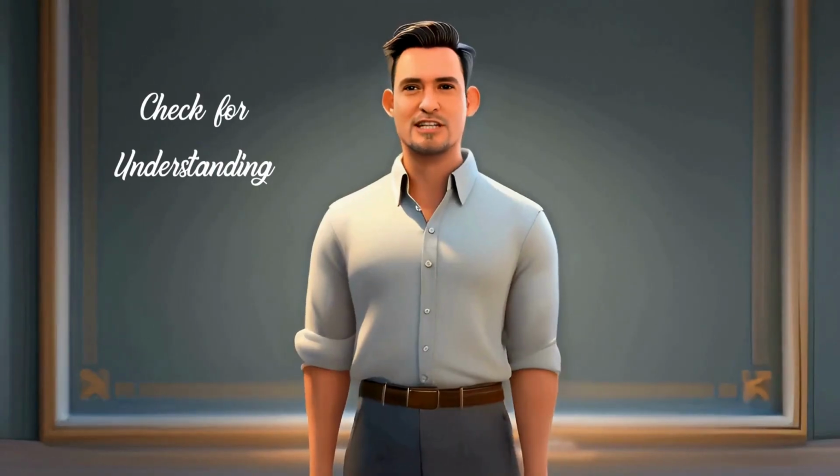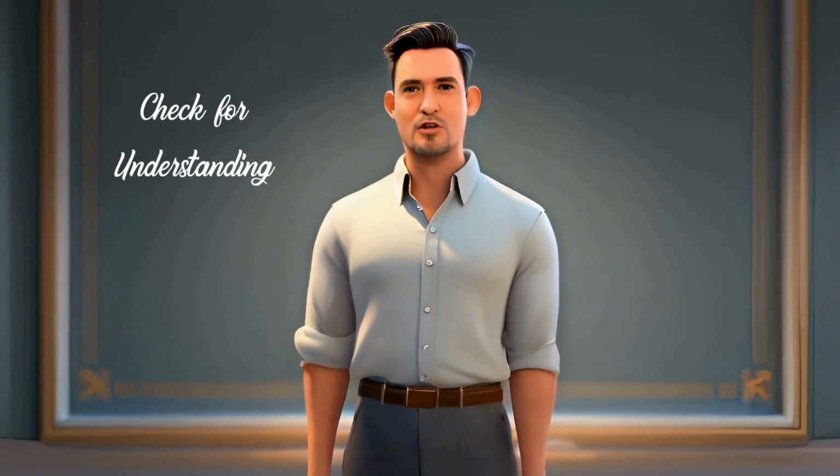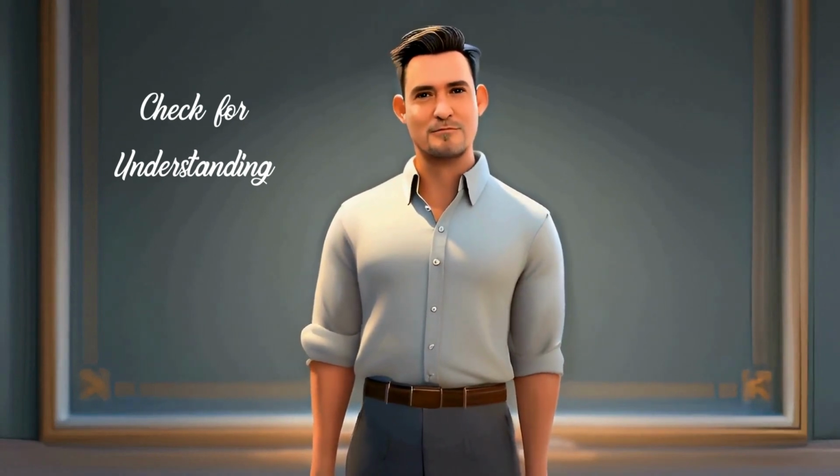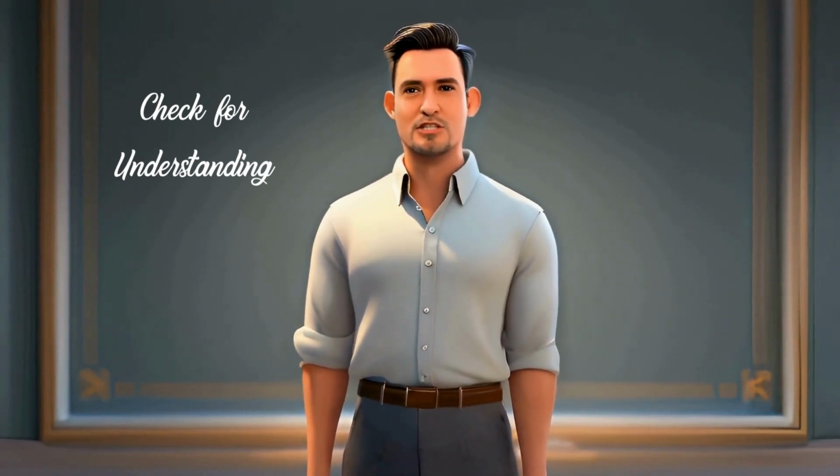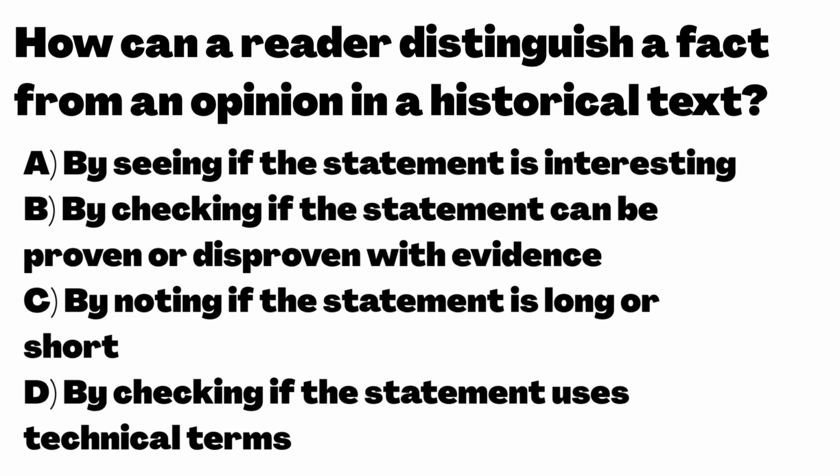Let's check for understanding. Carefully read the following questions, pause the video, determine the best answer for each, and then restart the video to check your answer. How can a reader distinguish a fact from an opinion in a historical text? A. By seeing if the statement is interesting. B. By checking if the statement can be proven or disproven with evidence. C. By noting if the statement is long or short. D. By checking if the statement uses technical terms.